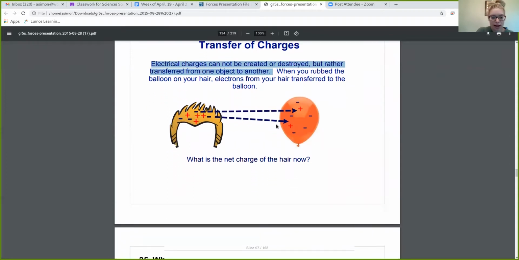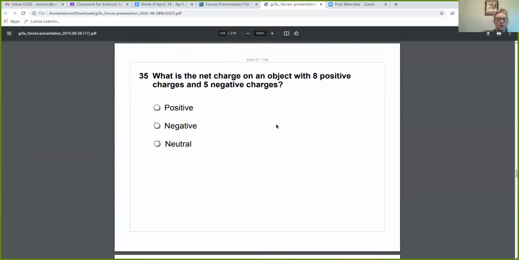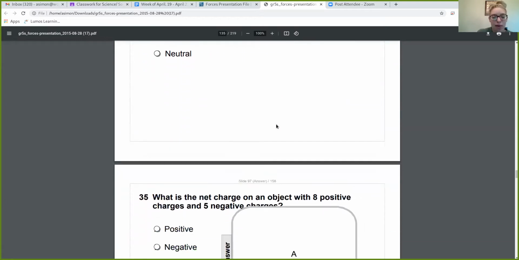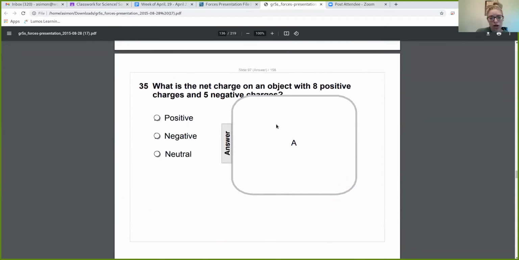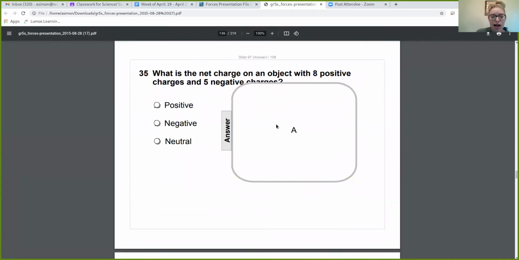All right, moving on. What is the net charge of an object with 8 positive charges and 5 negative charges? Is that going to be positive, negative, or neutral? I have 8 positive charges and 5 negative charges. So if you said positive, you are correct. I have more positive than negative, so it's going to be positive. More specifically, it's going to be 3 positive because 8 minus 5 is 3, and I have more positive than negative.